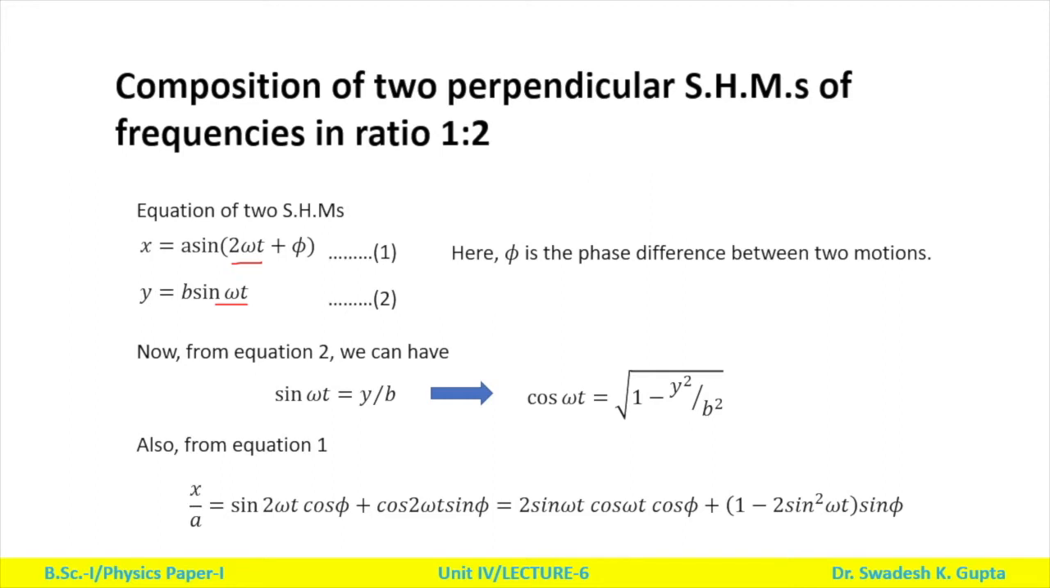So the two equations for the two SHMs can be given as x is equal to a sine (2 omega t plus phi), and the other will be same as before, y is equal to b sine omega t. Here phi is the phase difference between the two SHMs. So again, solving these two equations, it is mostly similar to the previous lecture. Now putting the value of sine omega t and cos omega t by expanding equation 1 here.